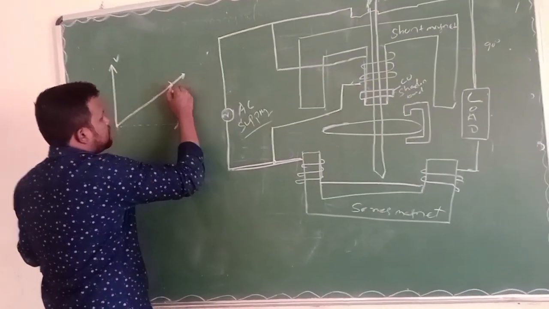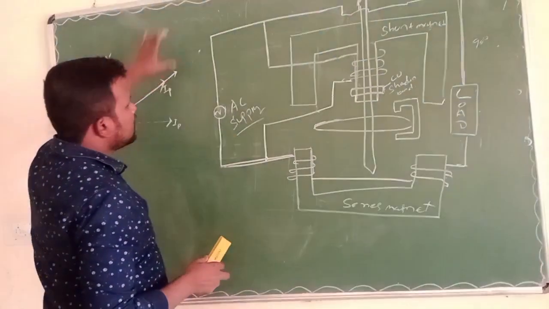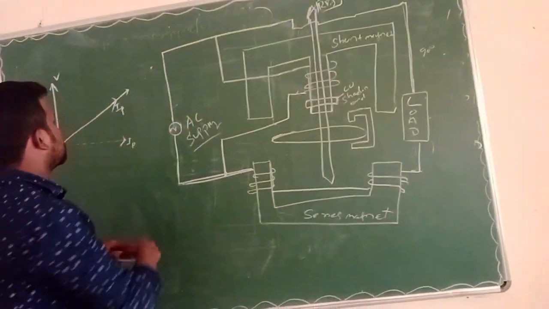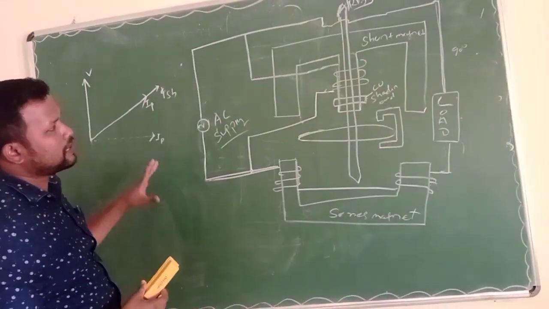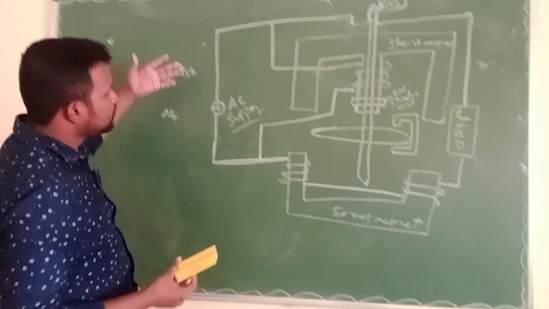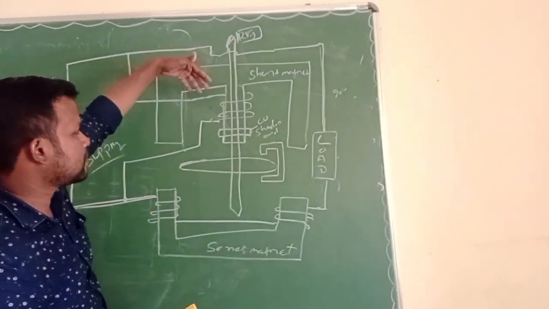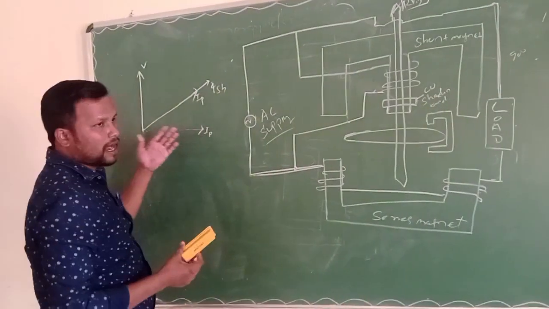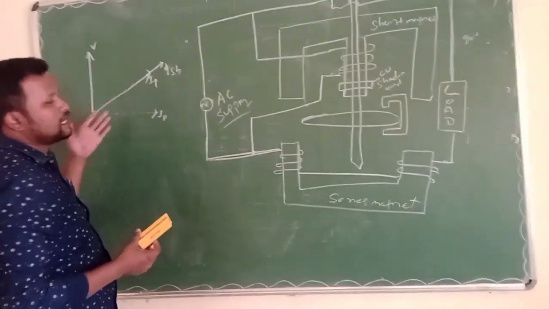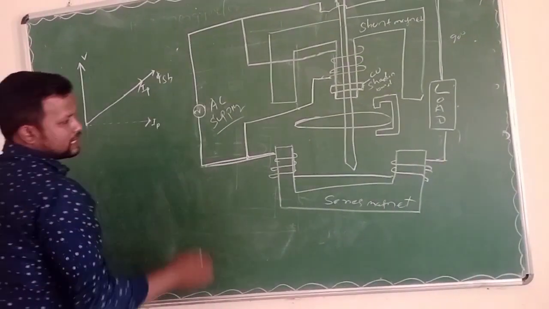This current is IP. Current IP and its flux phi SS should be in the same phase. Why? Because if we give supply to the shunt magnet, it gives a flux, phi SS. So current and flux phi SS are in the same phase. After that, we should talk about the series magnet.